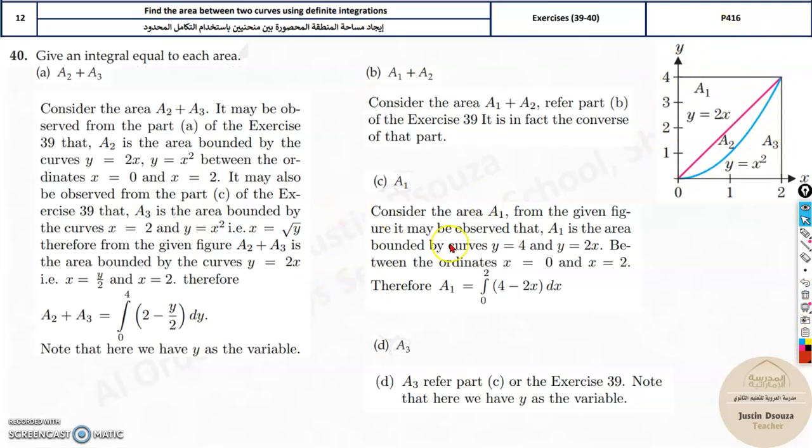Please be careful with the formulas, just remember the limits. Whenever you're dealing with the x-axis limit, that means it's upper function minus lower function. When you're dealing with y, it's the right side minus the left side. So that's the main concept.